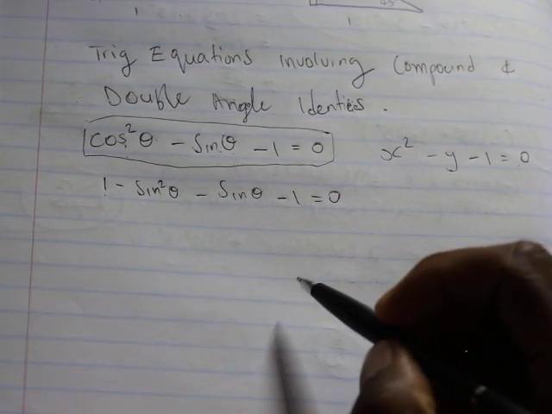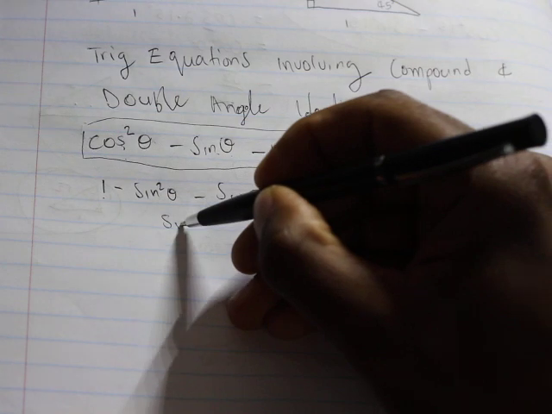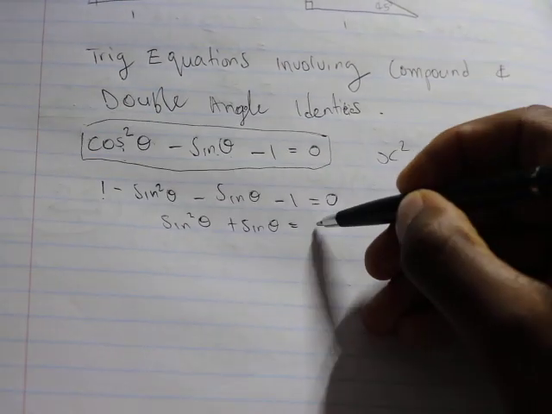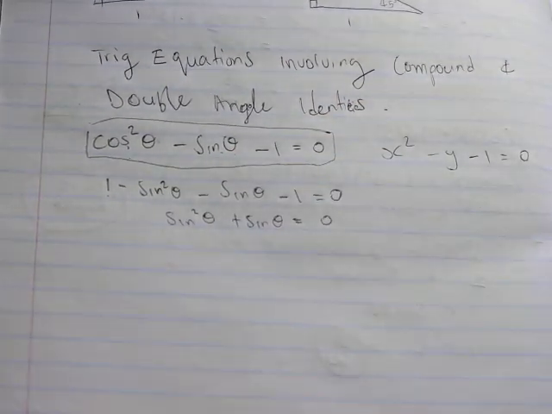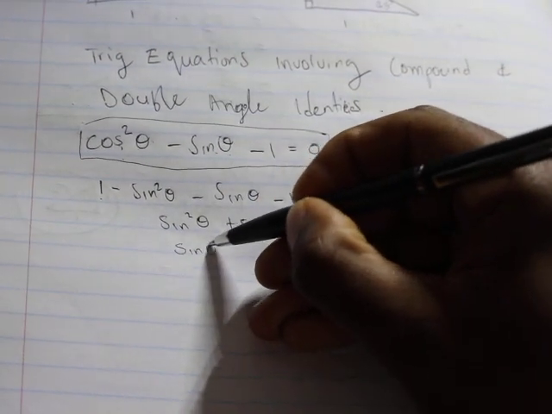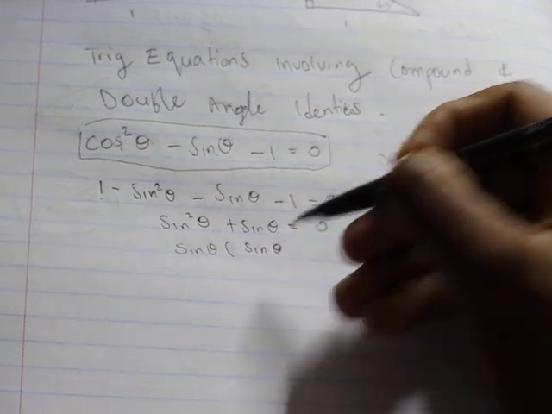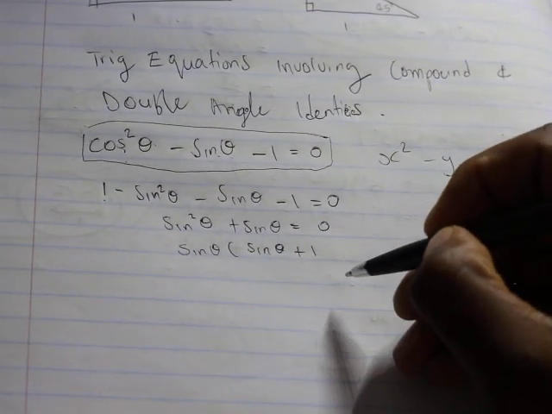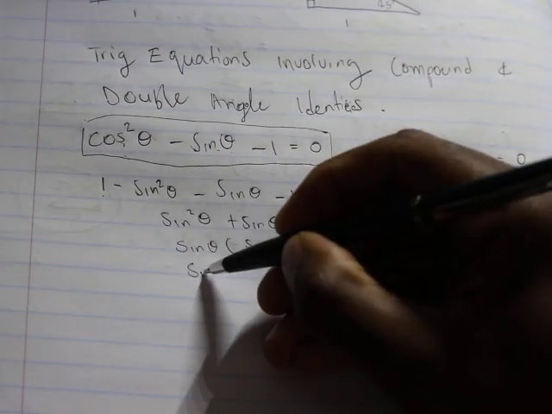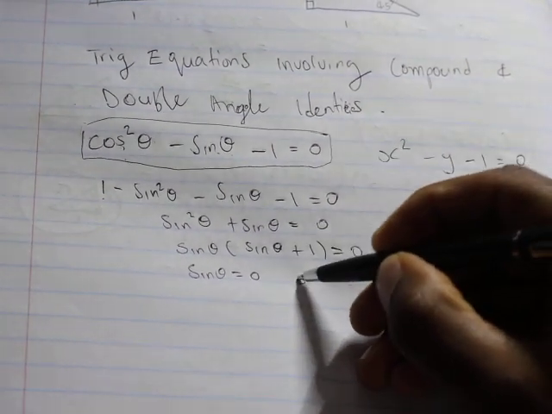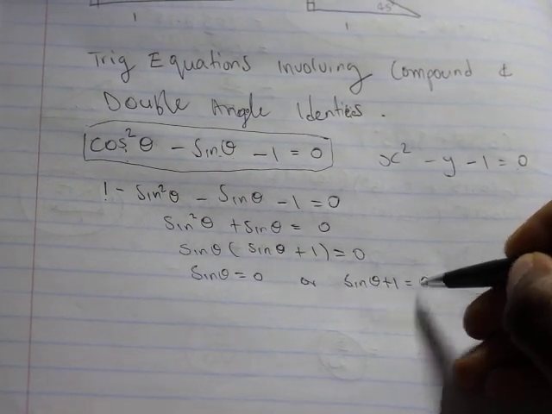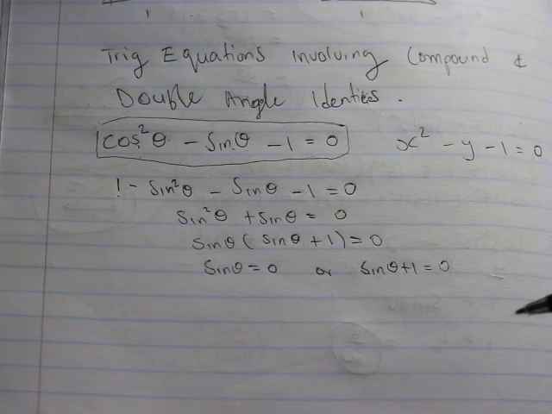So what we're left with is sine squared theta plus sine theta. The signs have changed because I've divided throughout by the negative. Now we're ready to take out a common factor: sine theta out, sine theta remainder plus 1, and this is equal to 0. Therefore sine theta is equal to 0, or sine theta plus 1 is equal to 0.